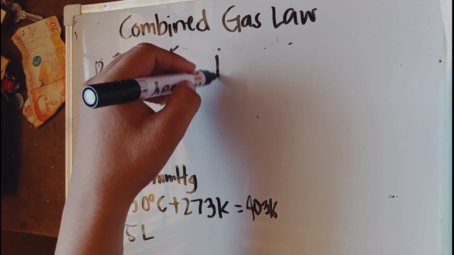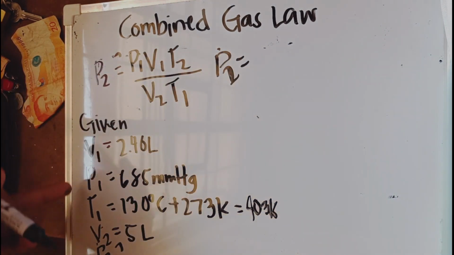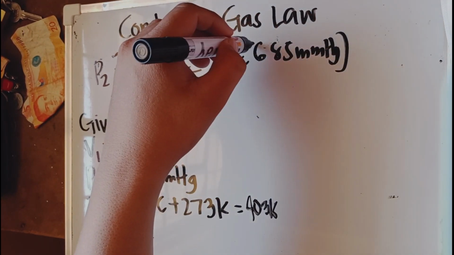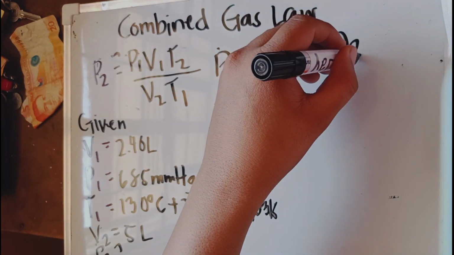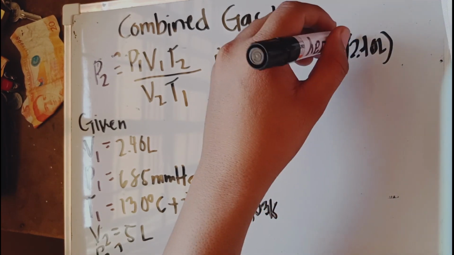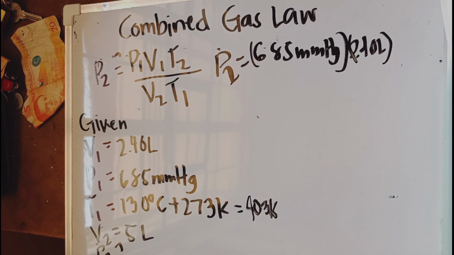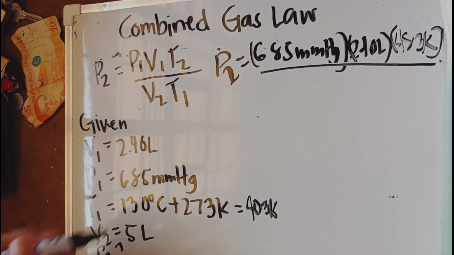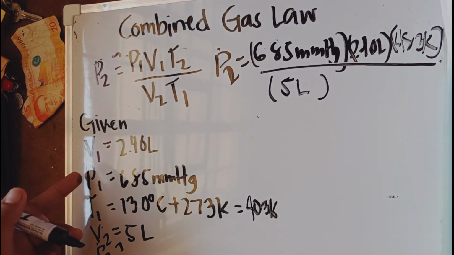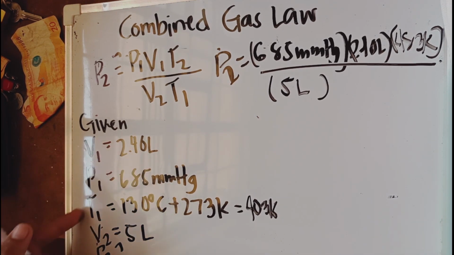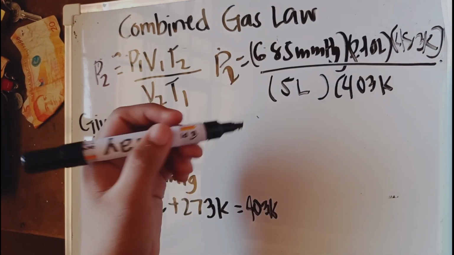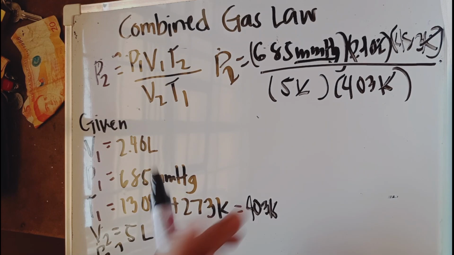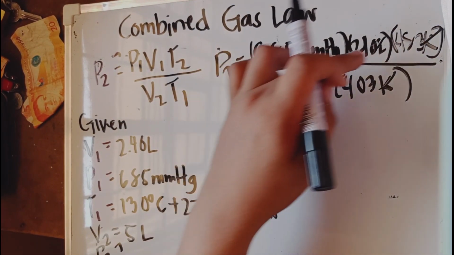So you need to substitute into the formula now. Pressure 2 is equal to pressure 1, which is 685 millimeters of mercury, multiplied by volume 1, 2.40 liters, then multiplied by temperature 2, 483 Kelvin, then divided by volume 2, which is 5 liters, and temperature 1, which is 403 Kelvin. You can directly cancel out the Kelvin and the liters since they are in division.